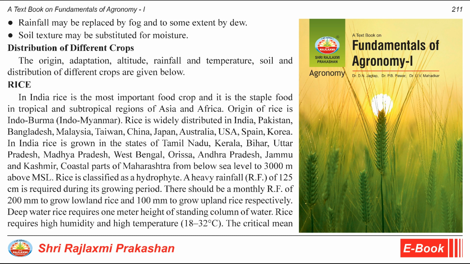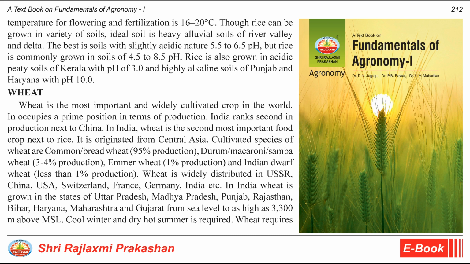Rice is classified as a hydrophyte. A heavy rainfall, RF, of 125 centimeters is required during its growing period. There should be a monthly RF of 200 millimeters to grow lowland rice and 100 millimeters to grow upland rice respectively. Deep water rice requires 1 meter height of standing column of water. Rice requires high humidity and high temperature, 18 to 32 degrees Celsius. The critical mean temperature for flowering and fertilization is 16 to 20 degrees Celsius.